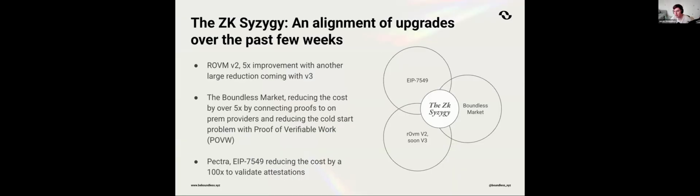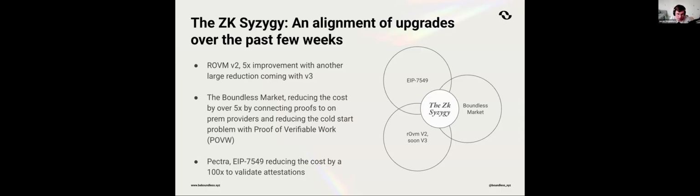People have tried Helios, which is a good attempt, but the economic security does not match that of Ethereum. And this is what we set out to do and solve. We've had what I refer to as the ZK syzygy occur. And first of all, if there's one thing to take away from this presentation, it is the word syzygy. It's an alignment of celestial bodies in 3D space. And we've had some great things happen over the past month.